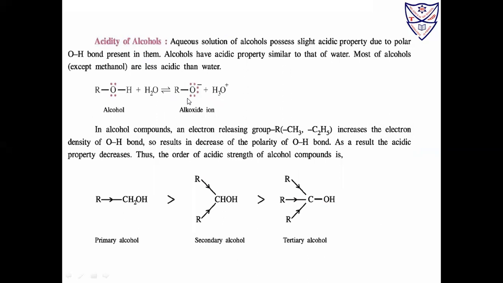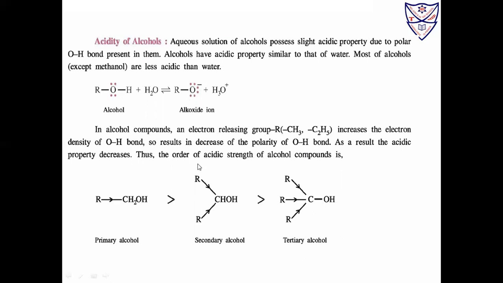It gives alkoxide ion. In alcohol compounds, an electron releasing group, that is R, CH3, C2H5, increases the electron density of the hydroxide bond. What is the electron density? The weight of the electron which is present in the compound is electron density. So the result is a decrease in the polarity of the hydroxide bond. As a result, the acidic property decreases over here.